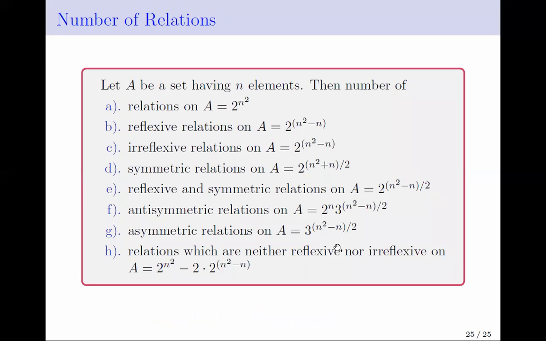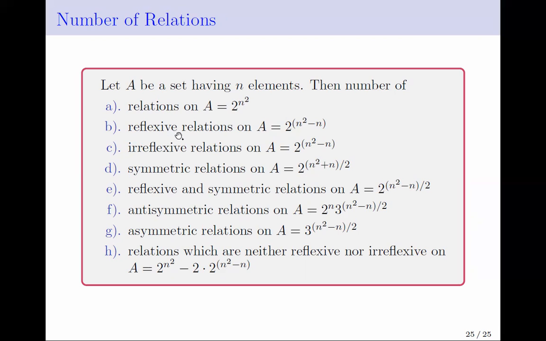Now we have to remember these relations. We have to find the number of relations on a set having these properties. Let A be a set having n elements. Then the number of relations on A is 2 raised to n times n, that is 2 raised to n squared. If R is a relation from A to B, with A having m elements and B having n elements, the number of relations is 2 raised to mn. Here m and n are equal, therefore 2 raised to n squared.